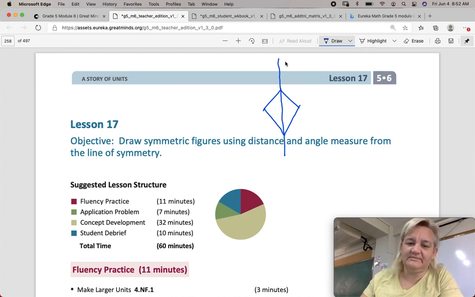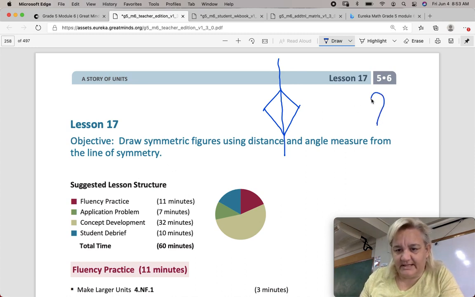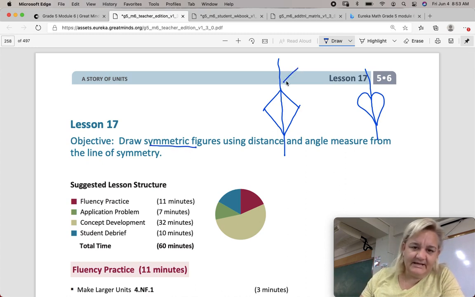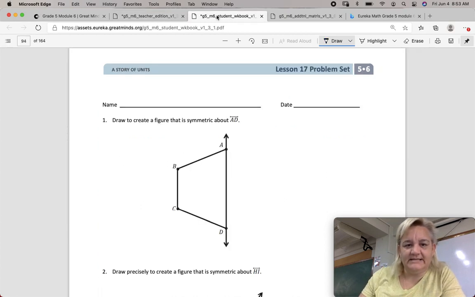So if you were to fold a piece of paper right here, you would see that this side and this side are symmetrical. And this line down the middle is called the line of symmetry. Another example would be something like a heart. If I drew a line down the middle, both sides are the same. So those are symmetric figures, and this line right here is the line of symmetry. So we're going to practice with that. Let's go to our Learn book.